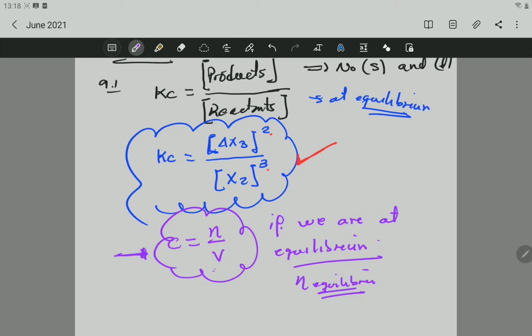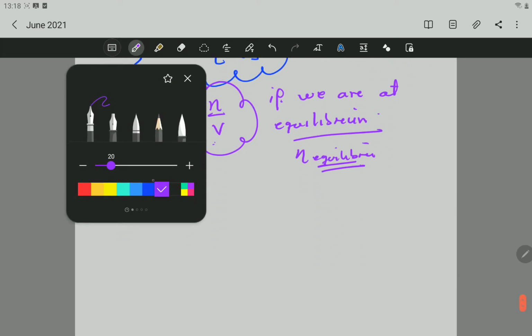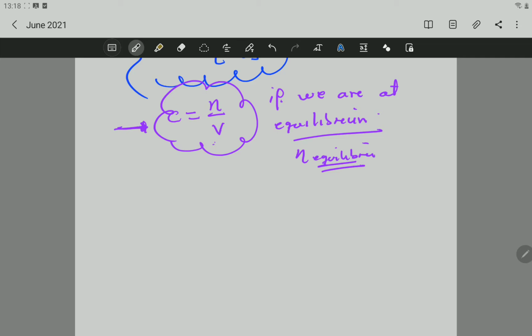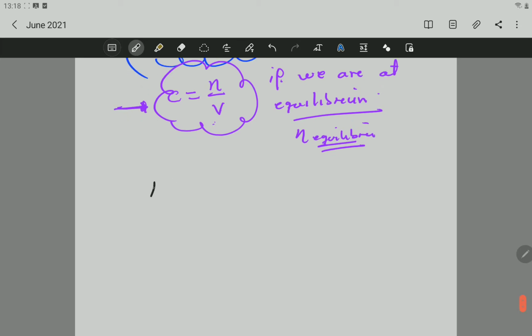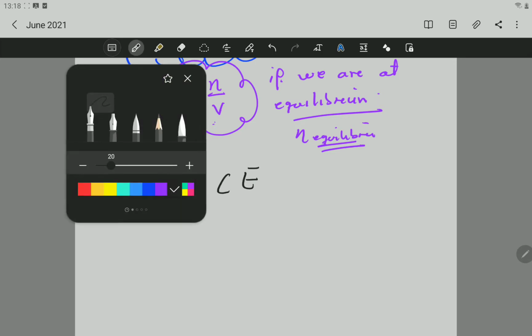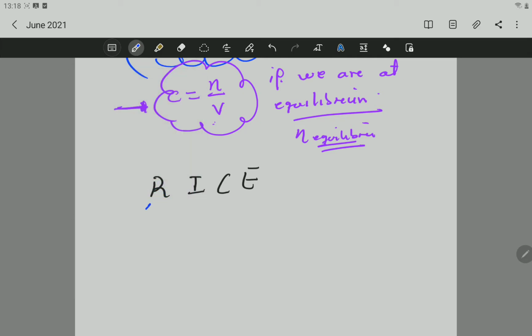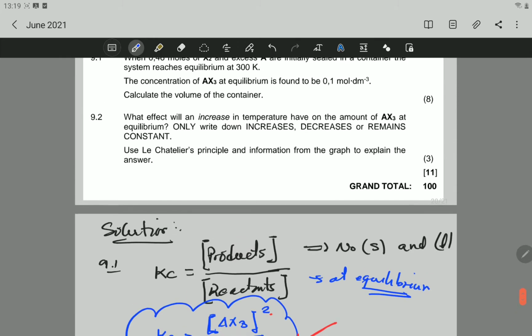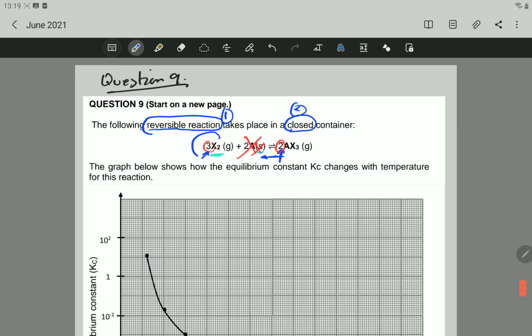Okay. Now, here we are going to use the so-called RICE table. Now, what does R stand for? This is for ratio. In this case, the ratios we are going to use are for X2 and AX3. Not this one, because it's solid. So the ratios are 3:2.